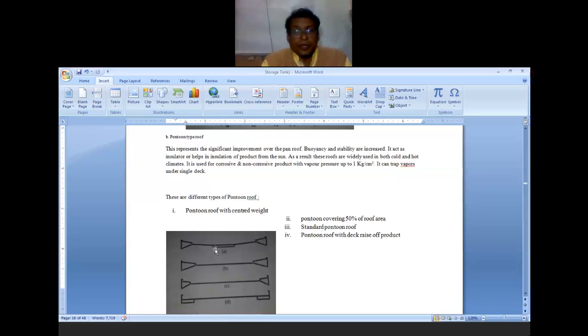So there are different types of pontoon roof. Pontoon roof with central weight. Then pontoon roof covering 50% of the roof area. Then this is your standard pontoon roof, and pontoon roof with deck raised off product.